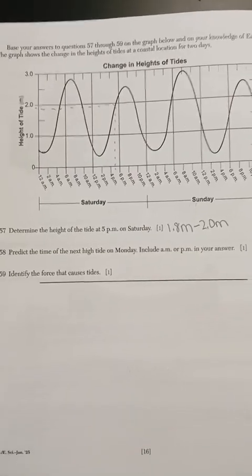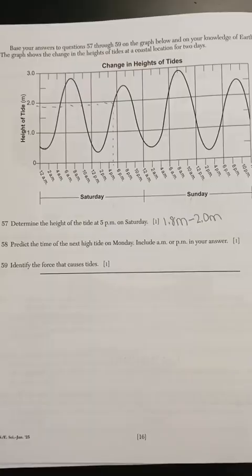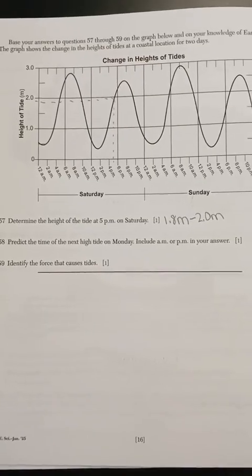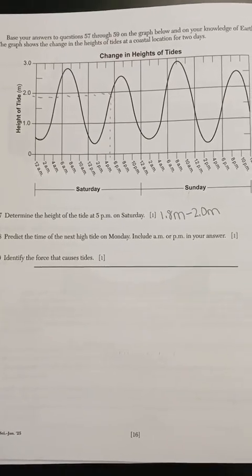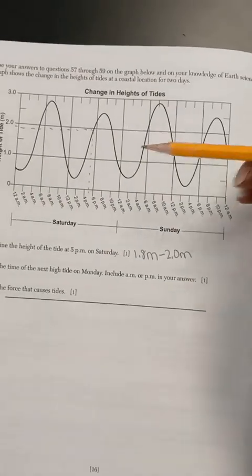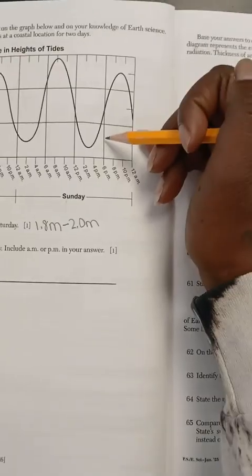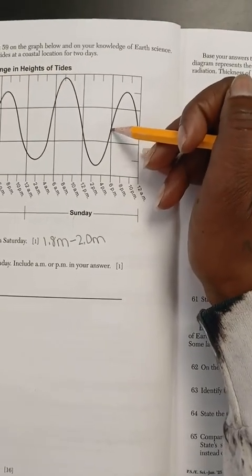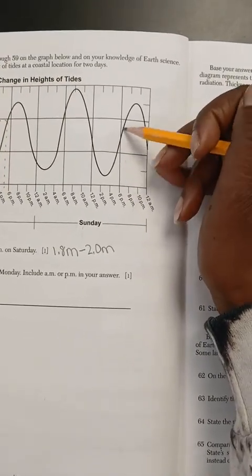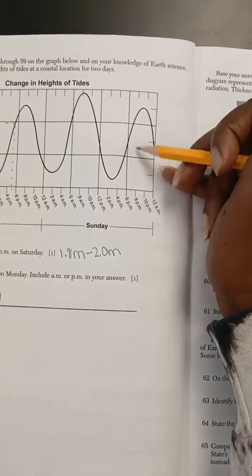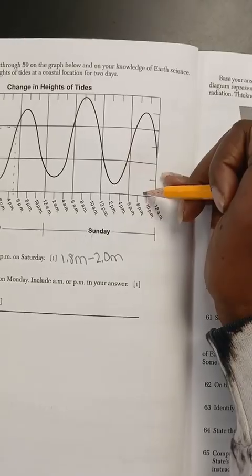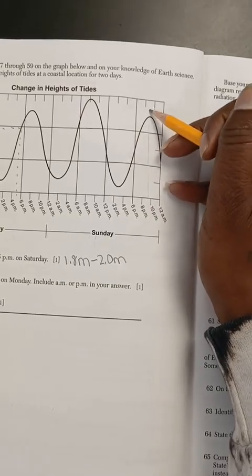And the next question says, predict the time of the next high tide on Monday. Include AM or PM in your answer. Okay, so I see that the last high tide started to come up about 6 p.m. It was as high as about 7 to 8 p.m. And then about 9 p.m. is when it reached its peak.